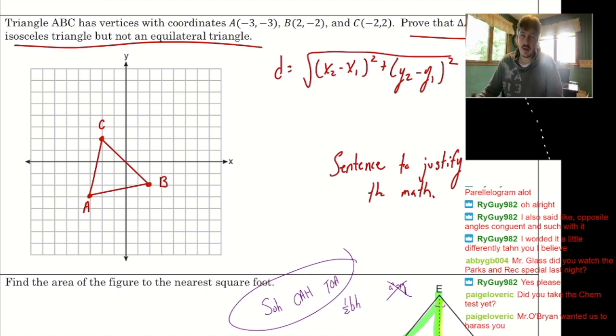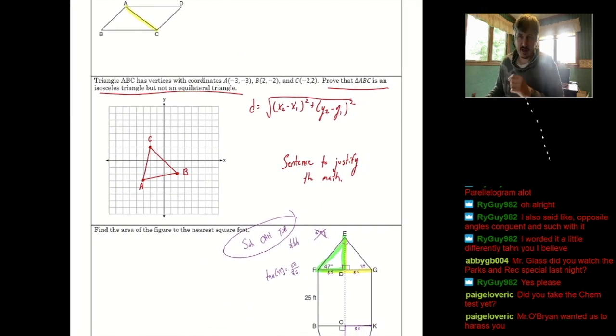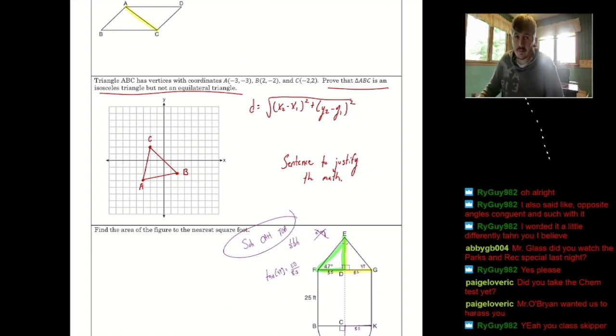That's really all you need to do. It's just like the parallelogram proofs. It's a coordinate geometry proof. This is probably a little bit easier because there's less math to do, and I think the concept's a little bit easier than, say, proving a rhombus or a rectangle. So hopefully that explains how to approach that problem. Just do distance all three times. Find that two sides are the same, and that one side is different.